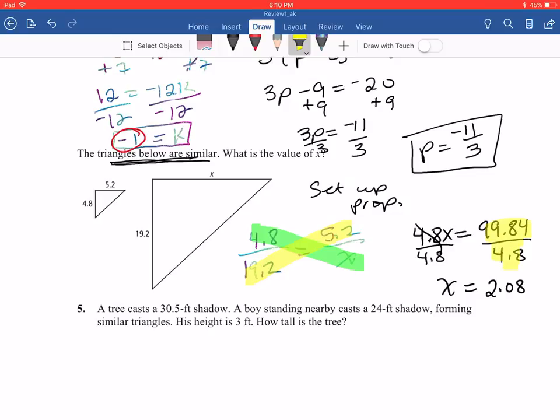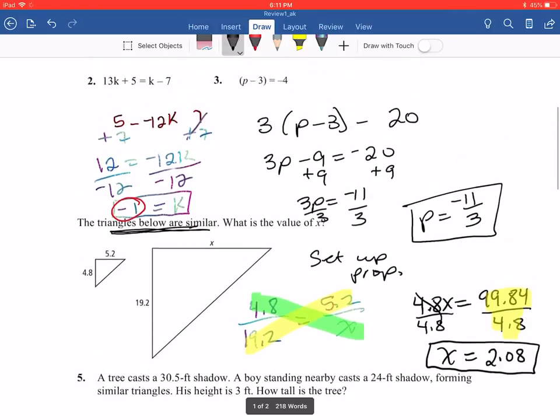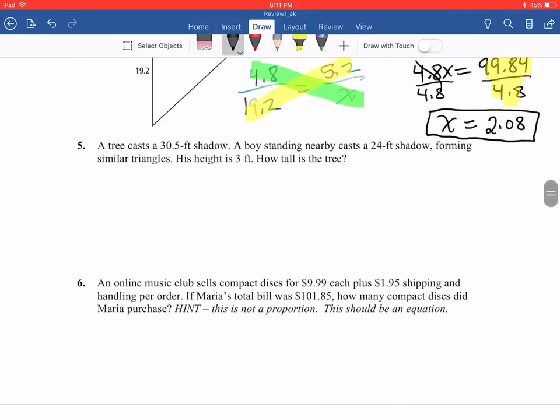Do not just leave this as your answer. That's not the answer. That 99.84 divided by 4.8, that's not fully simplified. Your answer should be x is equal to 2.08. You can't have a decimal and a fraction. You have two fractions. That's not an answer.